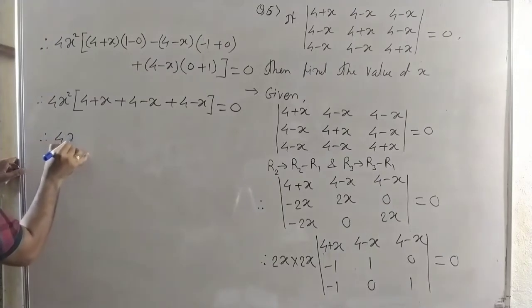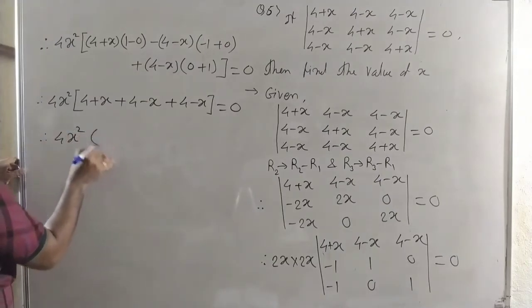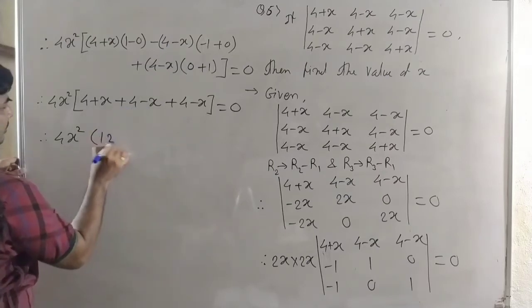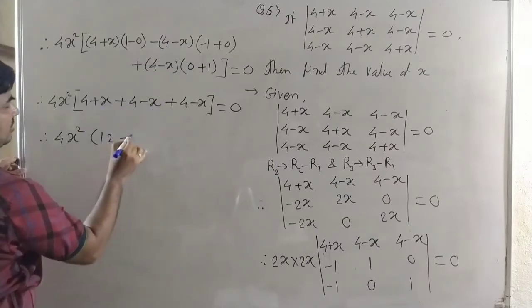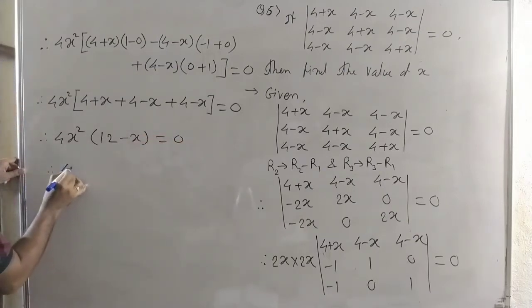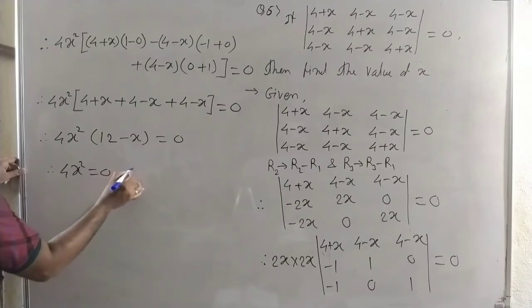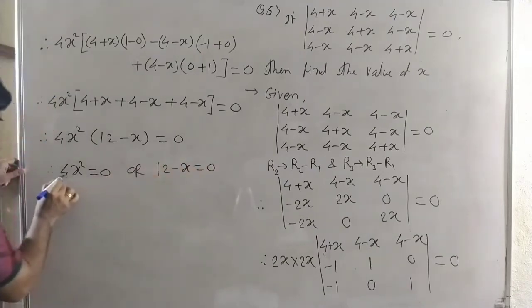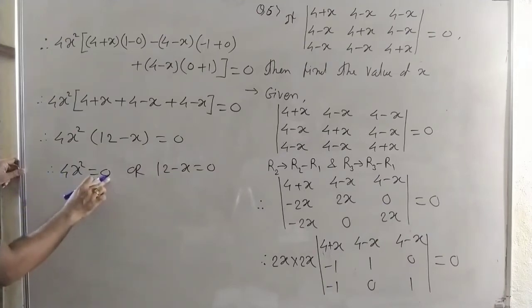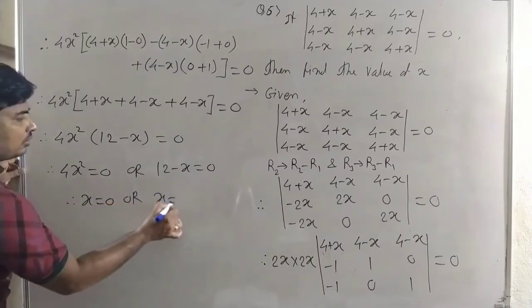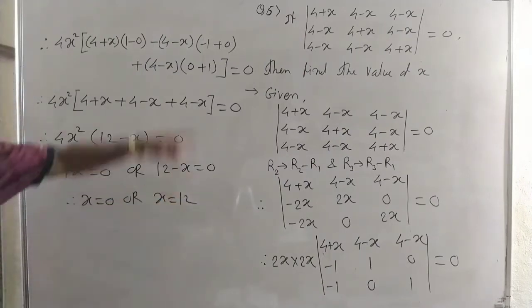Therefore 4x square into, here 4 plus 4 plus 4 is 12, x minus x minus x, is equal to 0. Therefore 4x square is equal to 0, or 12 minus x is equal to 0. So x square equal to 0, and therefore x is equal to 0, or x is equal to 12. It is the last answer of this.